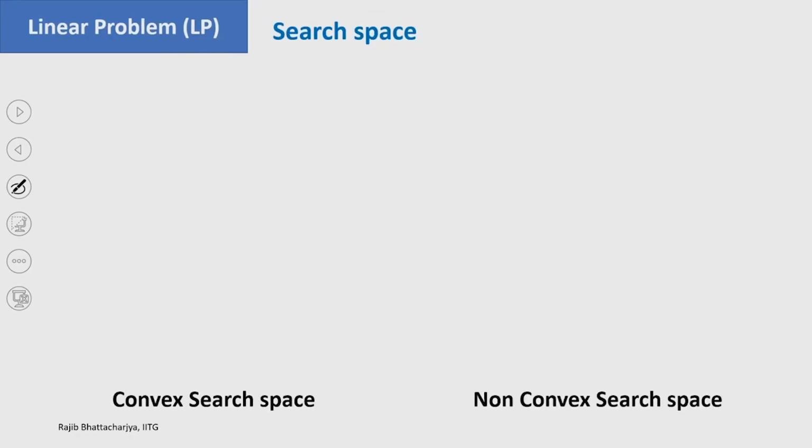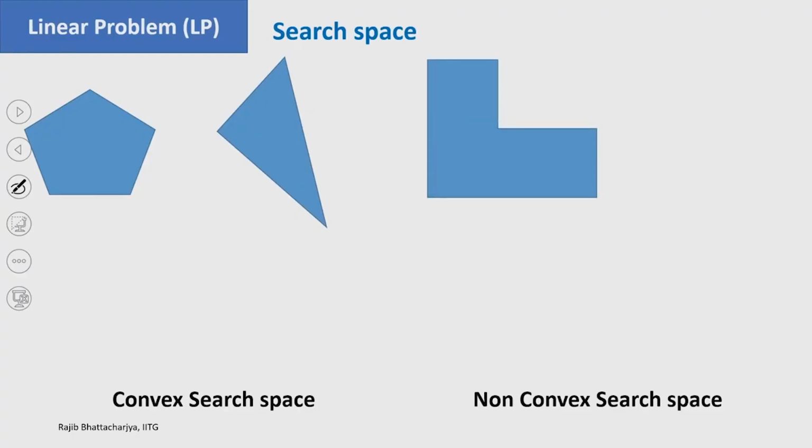Now, let us discuss search space. Okay. So, I will explain what is convex search space and what is non-convex search space. So, this is a convex search space and this is also a convex search space. Now, I see that this search space is not convex, similarly this is also not convex. Let me explain why these two are non-convex search spaces and this is a convex search space.